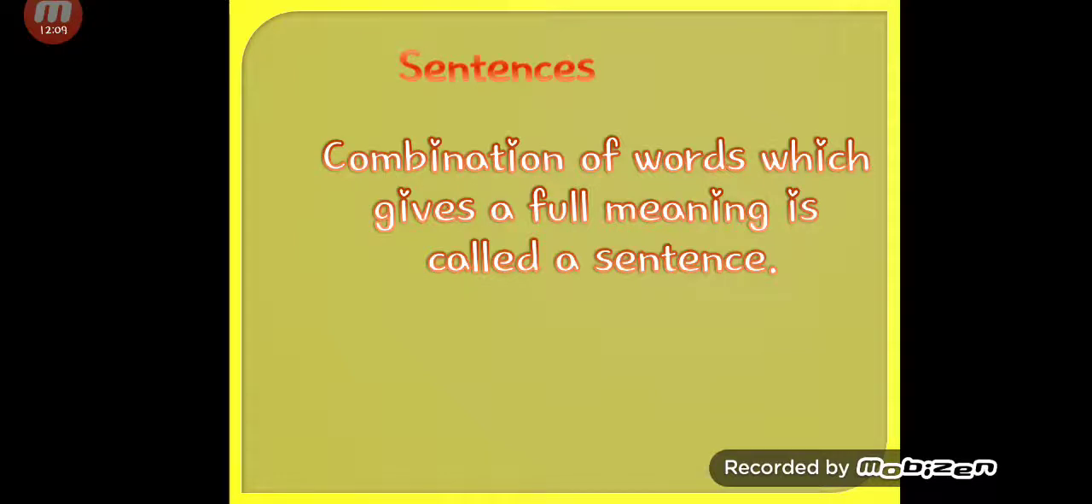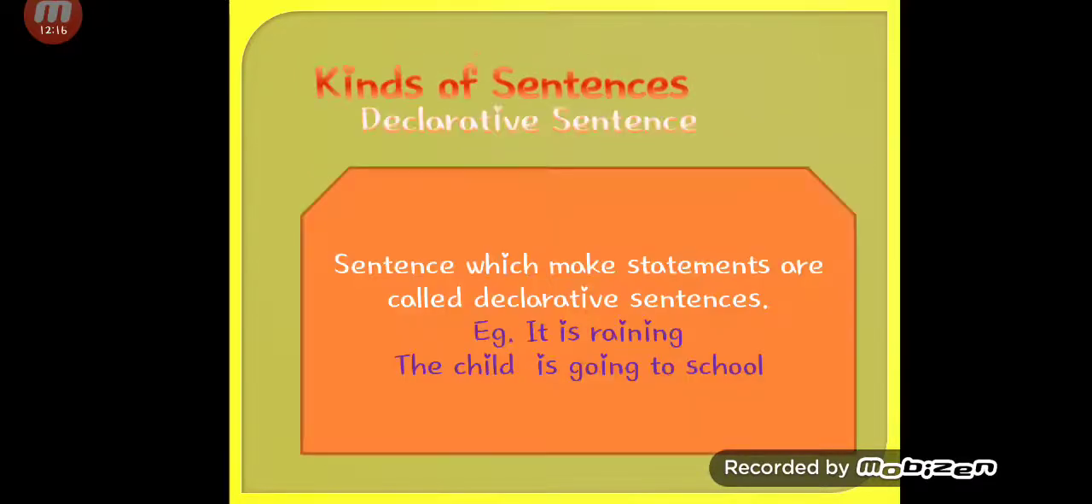There are different types of sentences. Declarative sentence. A sentence which makes statements is called a declarative sentence. We are here declaring, a statement is made. For example, it is raining. We are declaring it is raining.